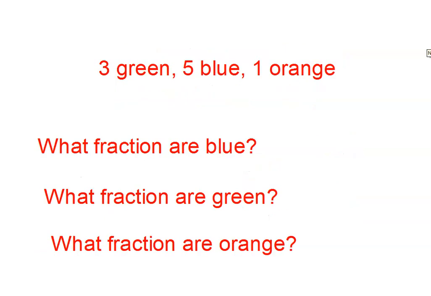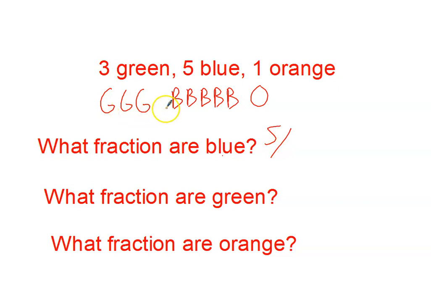This problem with the colors is just like what we did with the animals, so I'm going to make 3 G's. There's my 3 greens. 5 blues. 1 2 3 4 5. And 1 big old orange. What fraction are blue? Notice you've got to read carefully, because they don't always do them in the right order, right? I don't even know that there is a right order. I got 5 blue out of 1 2 3 4 5 6 7 8 9 in all. What fraction are green? 3 out of 9 in all. And what fraction are orange? 1 out of 9 in all.